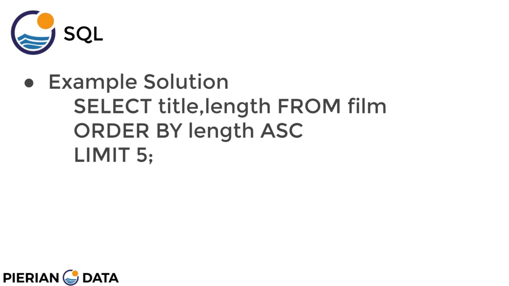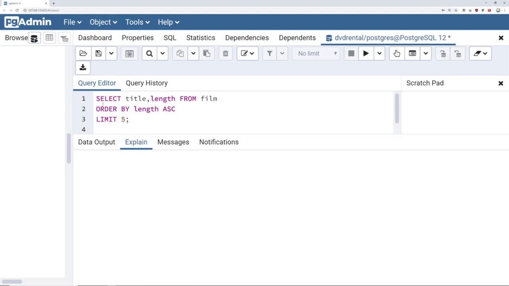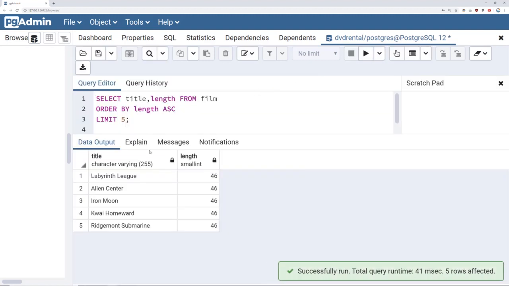Now I want to quickly jump to pgAdmin to show you something regarding this query. If we run this query of selecting title, length from film order by length ascending limit 5, there are 2 things to notice. One is that length is also highlighted, basically telling you that length itself is a SQL keyword, so we want to be careful in the way we use it. In this case, it'll work fine because it is a column name inside of this table.